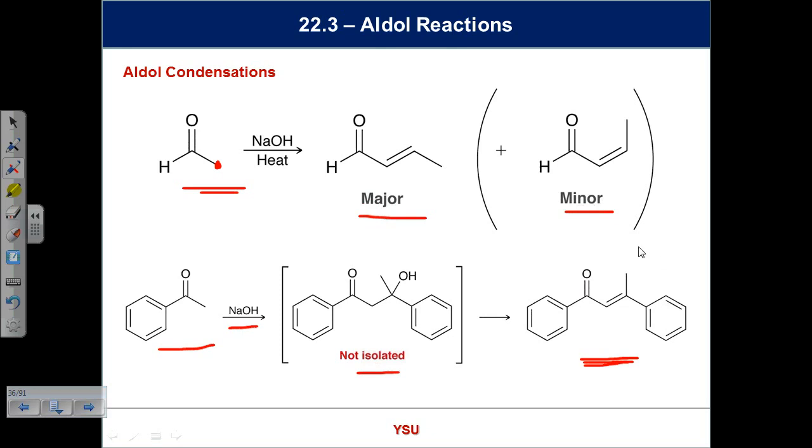So I have now a couple of examples of fairly straightforward aldol condensations. We've defined the addition and we've defined the condensation. So there we are, the aldol condensation.